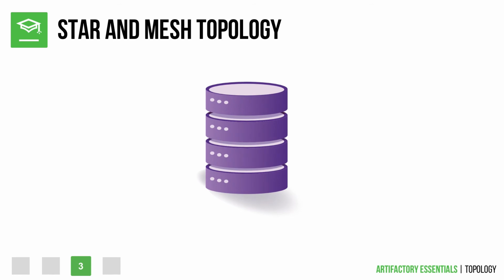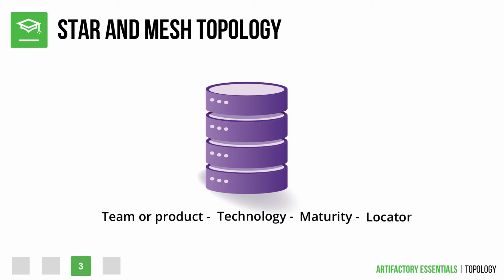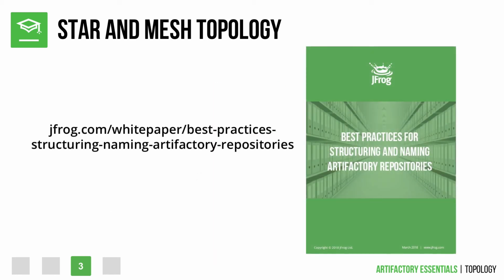In a mesh topology, the repositories used for replication can quickly become unorganized without a consistent naming convention. We recommend a 4-part structure that includes the team or product, technology, maturity, and locator in that order. For example, the team Swamp Dev, using Maven for a staged build in Bangkok, would be labeled swampdev-maven-stage-Bangkok, as shown here. We recommend reading the naming convention white paper for further information on this recommendation.